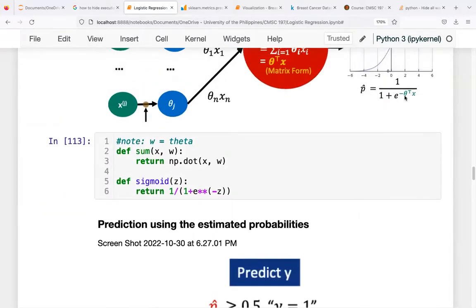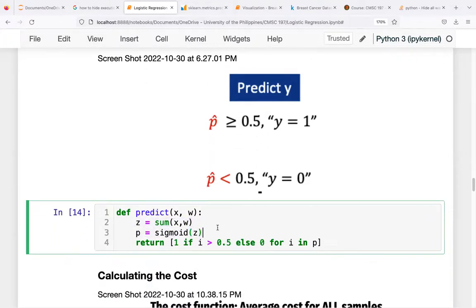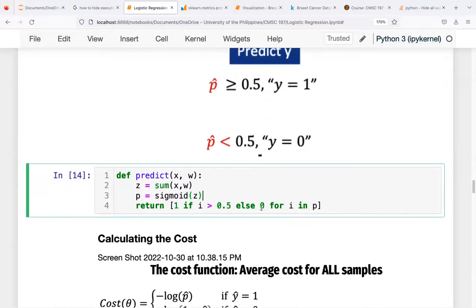And in this case, z is the weighted sum. So we compute the sum, set that to z, and pass that to the sigmoid function. Okay, and it will return the probabilities. And if the probabilities are greater than 0.5, then we can set it as 1, else 0.